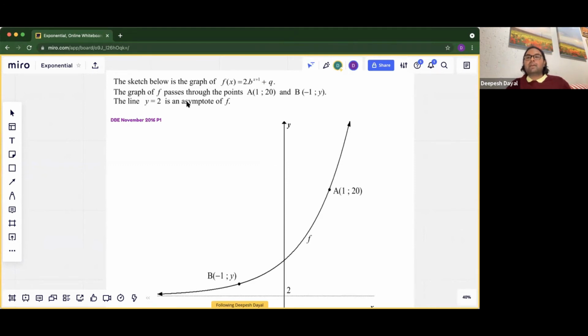Right. So we've got an asymptote. We've got two unknown variables, which are b and q. Okay, we've got b and q as unknowns. What is the value of q? If you can tell me, what is the value of q?